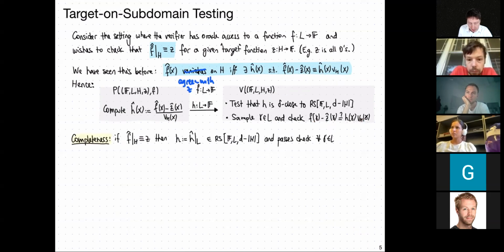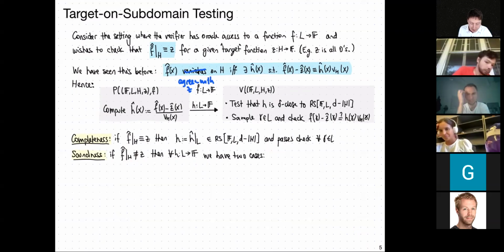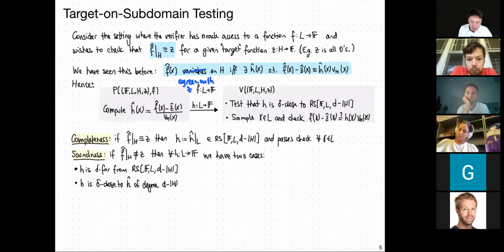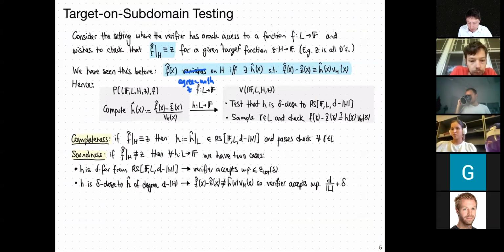And if indeed f hat on h agrees with z, then this quotient polynomial will have the right degree and satisfy the right equation, so everything will pass for every choice of gamma. If f hat does not agree with z on h, then regardless of what the prover sends, we have two cases. Either the prover sends something that is far, in which case the verifier will accept with small probability because we're running a lottery test, right? Or the prover sends something that is close to some polynomial h hat of the right degree, but because this holds, this polynomial identity cannot hold.